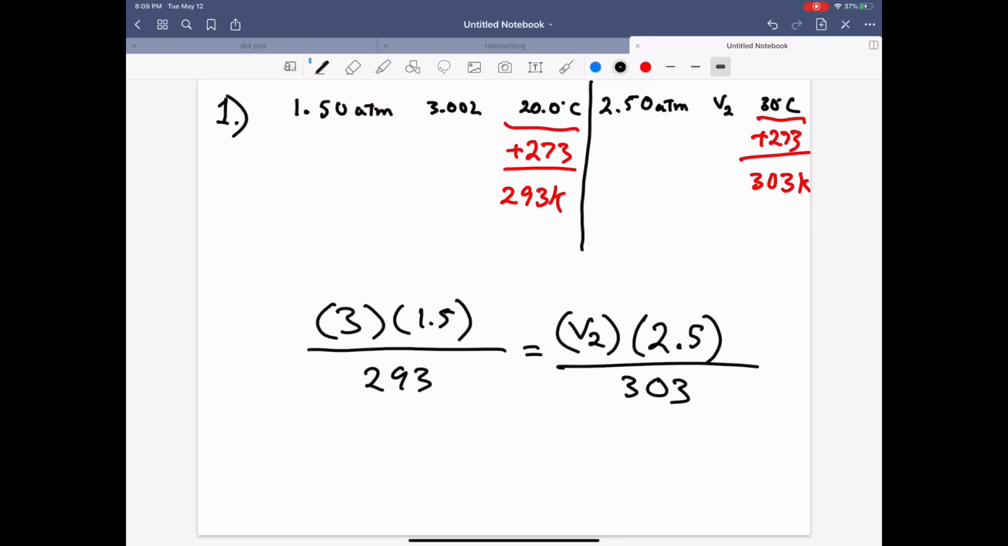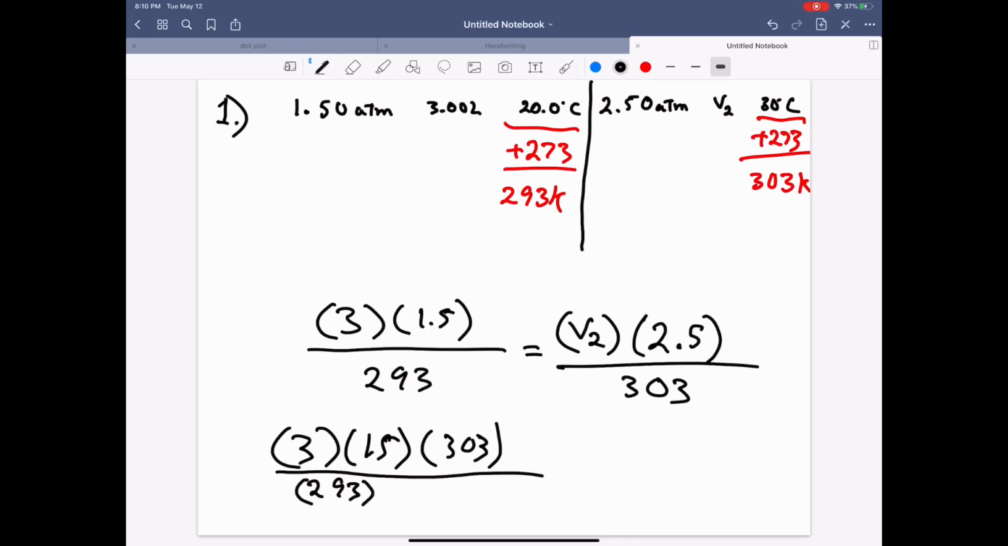So from an algebra standpoint, it ends up looking like this. 1.5 times 303 divided by 293 and also divided by 2.5. This gives you your new volume. And this is equal to 1.86 liters. And that's the answer to number 1.